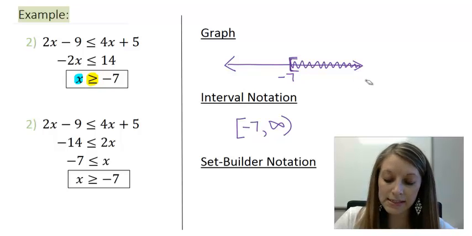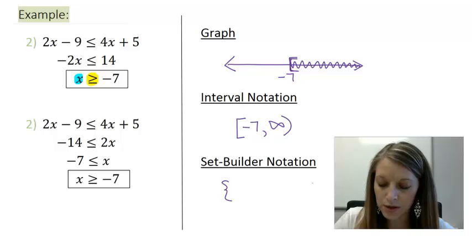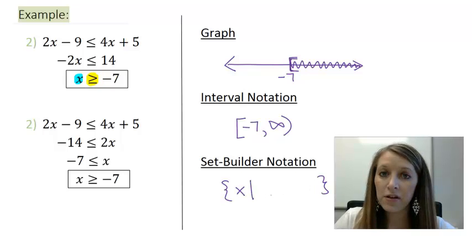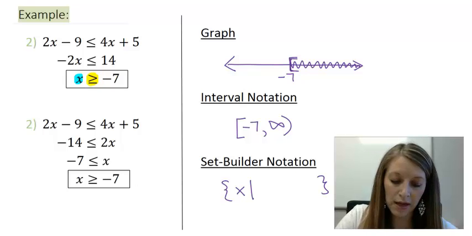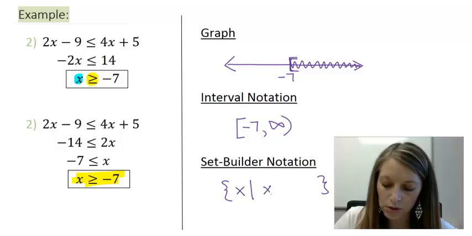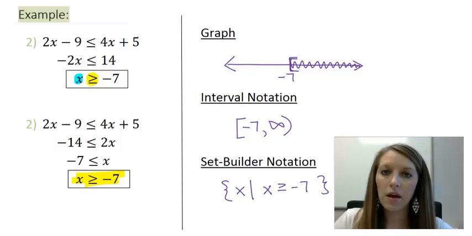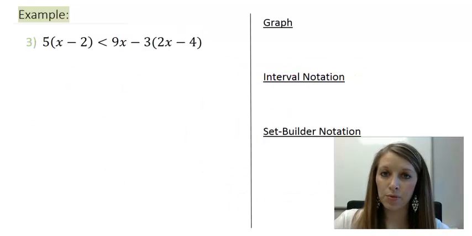Okay, the last is set builder notation. It starts with the braces and x such that, and I fill in the blank with the same solution that I had back here. X is greater than or equal to -7. And of course, you should put that in with your variable on the left. So we have talked about all different notations for example 2. Okay, let's move on to example 3.